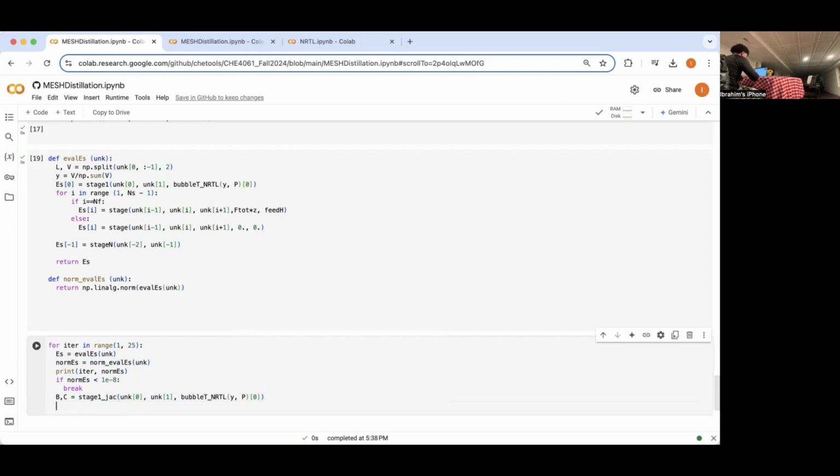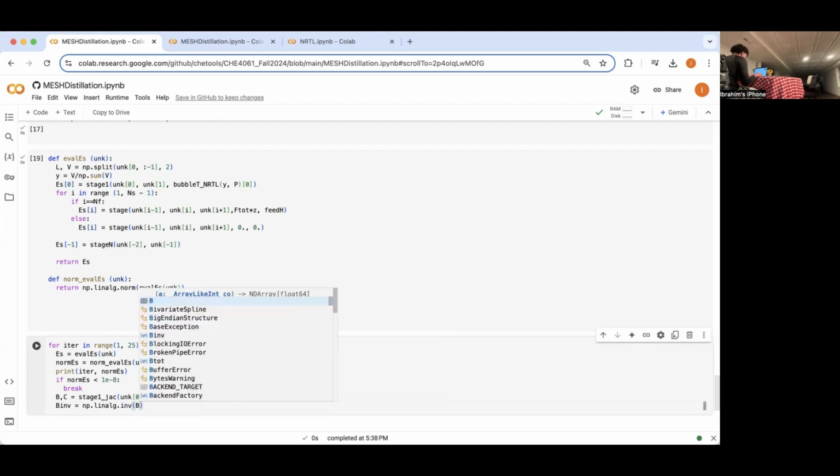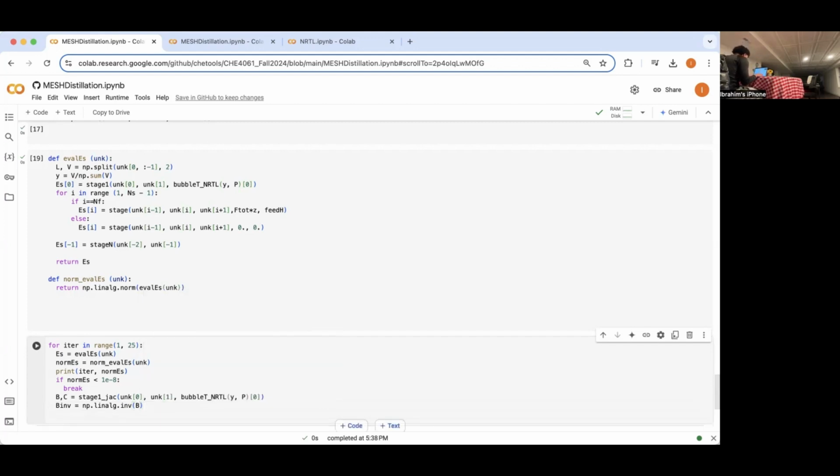All right, so now we can input another function known as B inverse, so I and V, and then this is going to be equal to our... essentially we're going to be linearizing this, so np.linalg.inv, and this is going to be for a function of b.